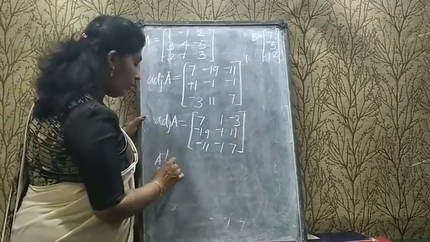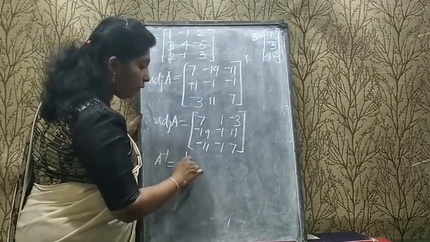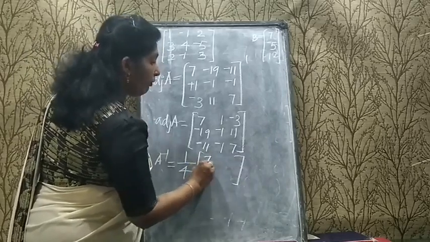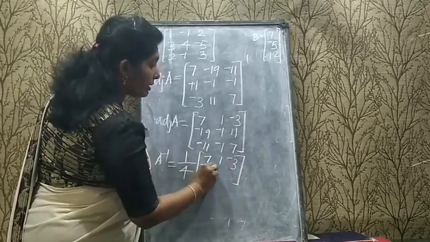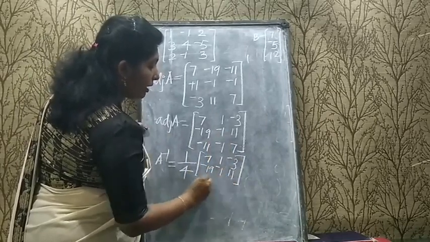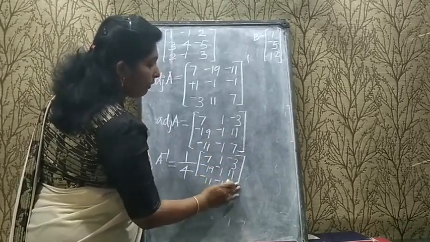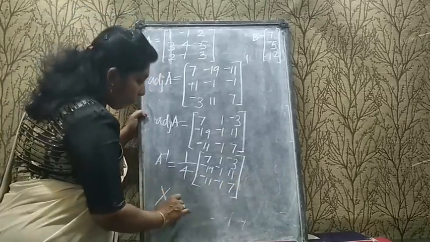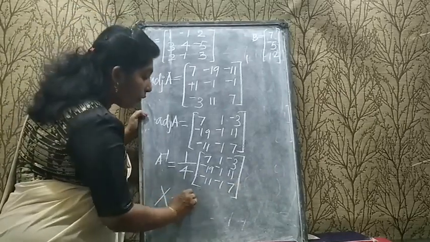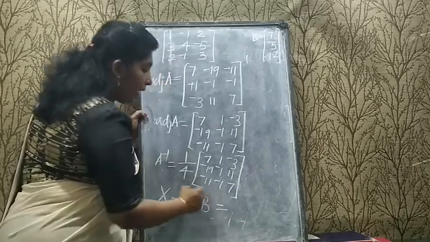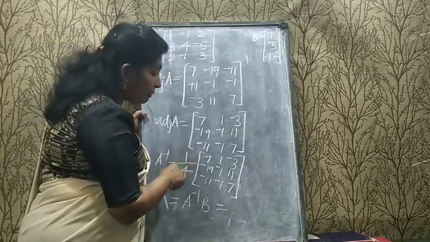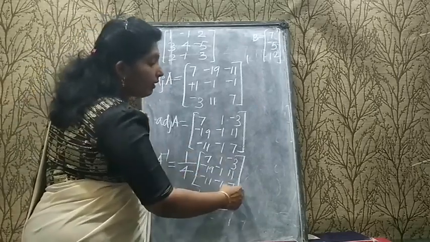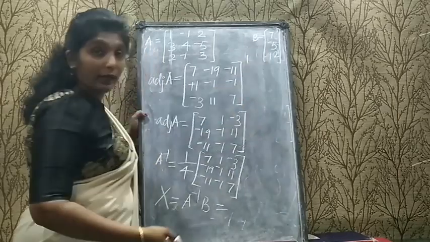Now you have to find out A inverse. A inverse is equal to 1 by determinant of A, which we got as 4, into adjoint of A, that is 7, 1, minus 3; minus 19, minus 1, 11; minus 11, minus 1, 7. This is A inverse. Now in the next stage you have to find out X. X is equal to A inverse into B. A inverse you already got here, and you have to multiply this matrix with the B matrix.